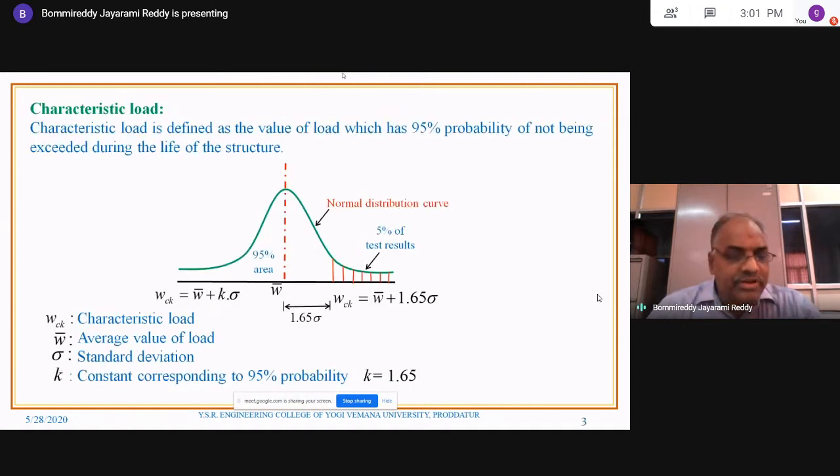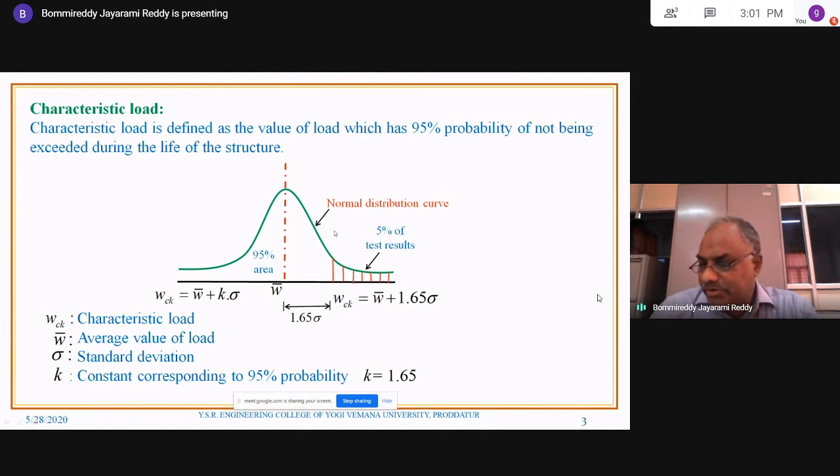In the last class, we saw how to find the characteristic compressive strength of concrete, the characteristic load, the acceptance criteria, and how the strength values are obtained based on the variation of the standard deviation. Let us have a brief look once again at the characteristic load. Characteristic load is the value of the load which has a 95% probability of not being exceeded during the life of the structure. W bar is the average load, WCK is the characteristic load.